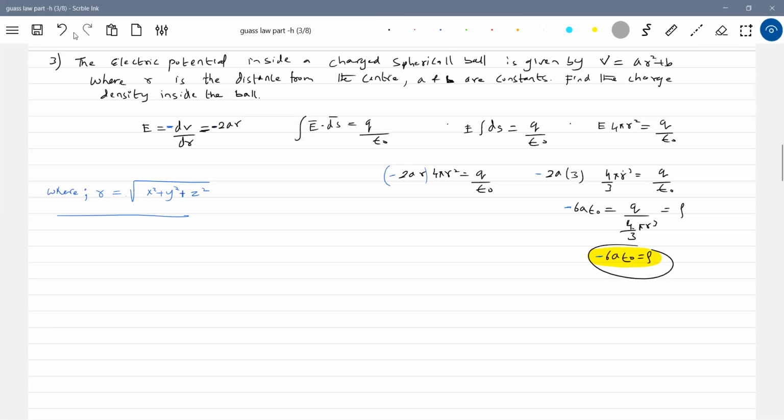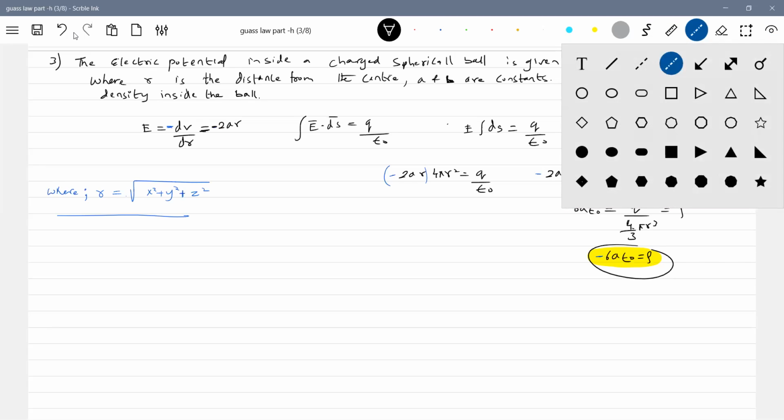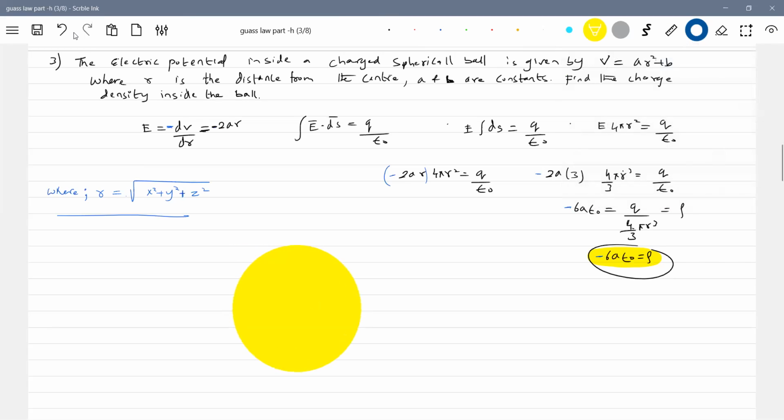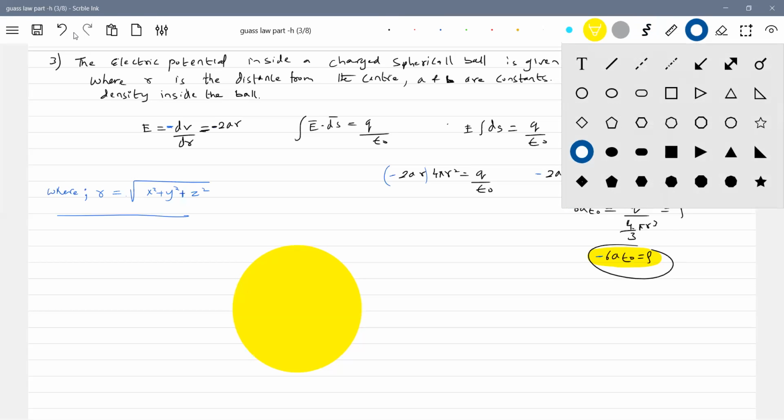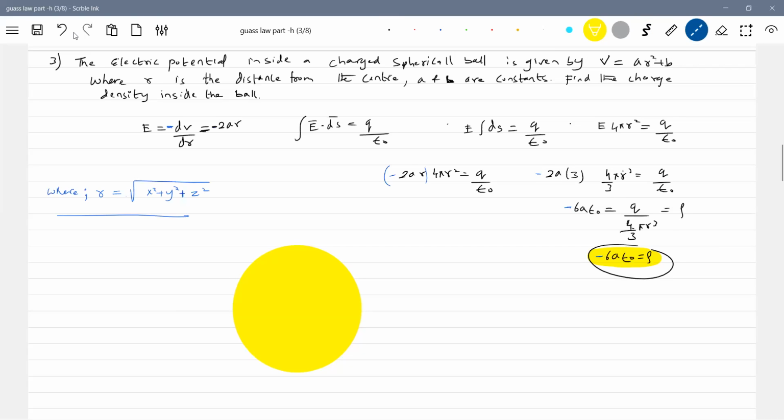Okay, let's do it. Sir, we are not understanding, you're doing mathematics. So you assume, let me draw, this is a sphere. What is that dS?